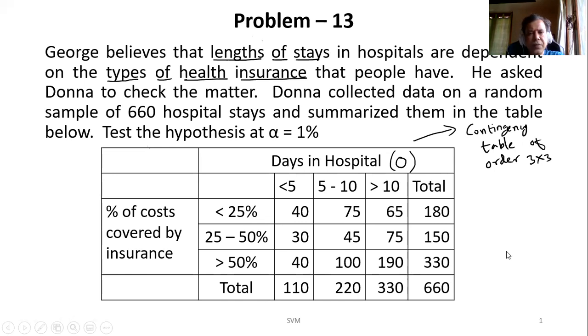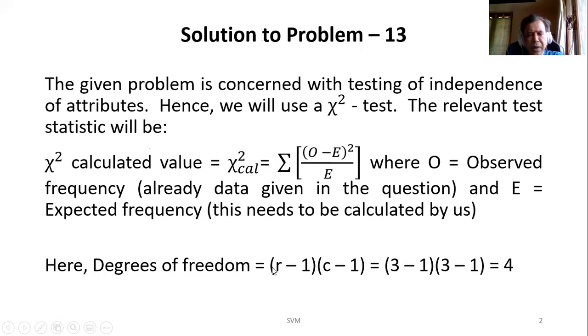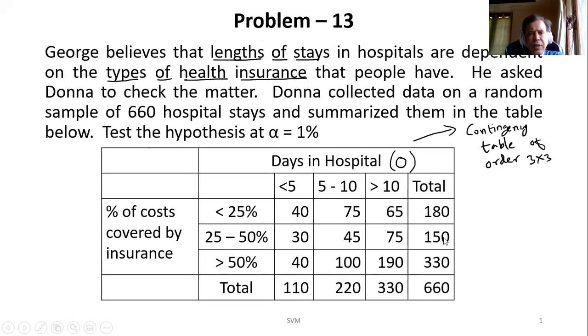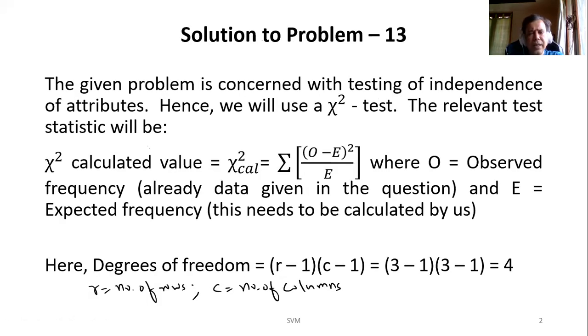In that case, the degrees of freedom is calculated as R minus 1 multiplied by C minus 1, where R is the number of rows, which we know is 3, and C is the number of columns, which we also know is 3. So 3 minus 1 multiplied by 3 minus 1 is 2 into 2, which is 4. We need this degrees of freedom when we look for the tabulated value, or table value, of chi-square. So we need to look for 4 degrees of freedom and the 1% level of significance, which is given in the question, and find the table value after we do the calculations.